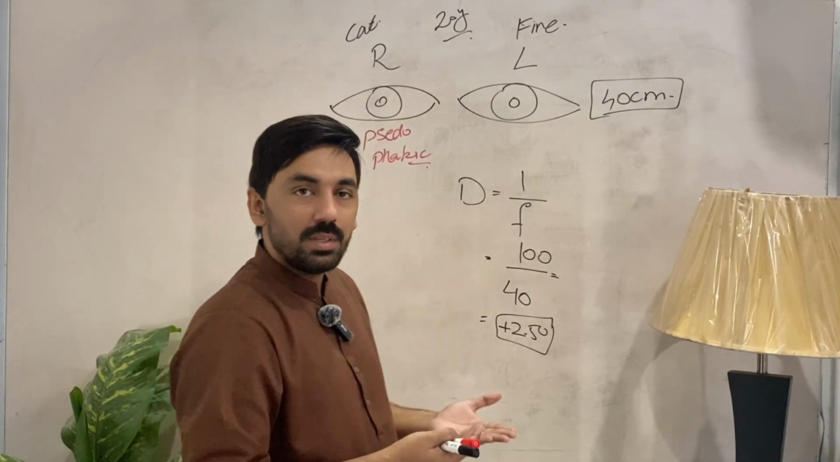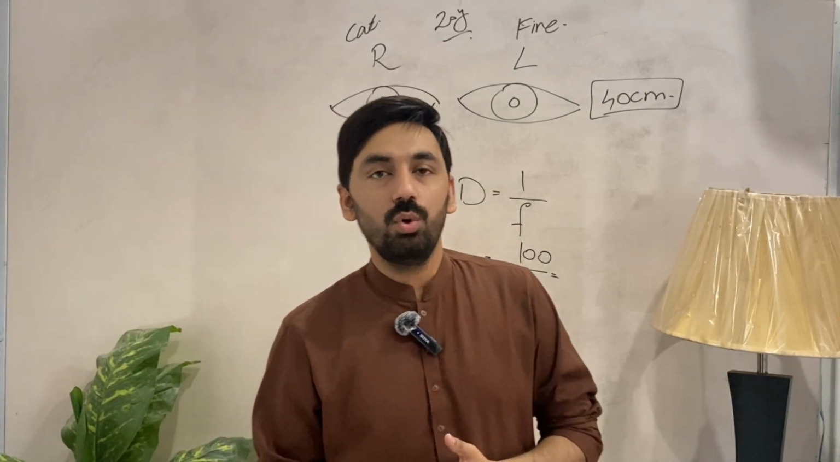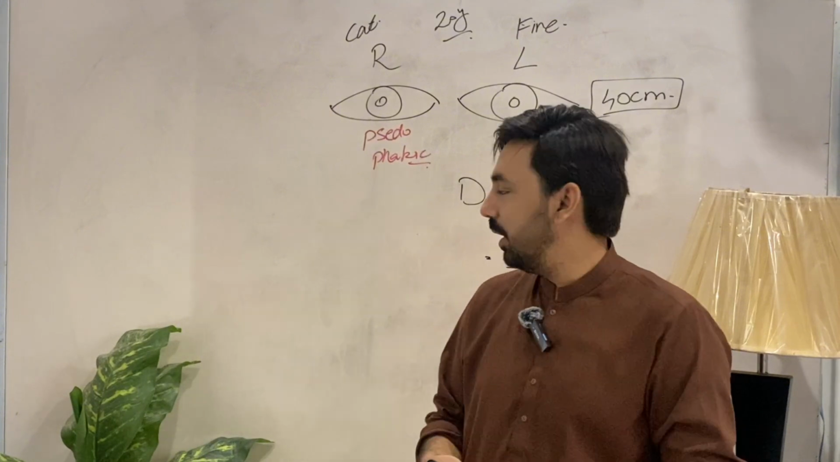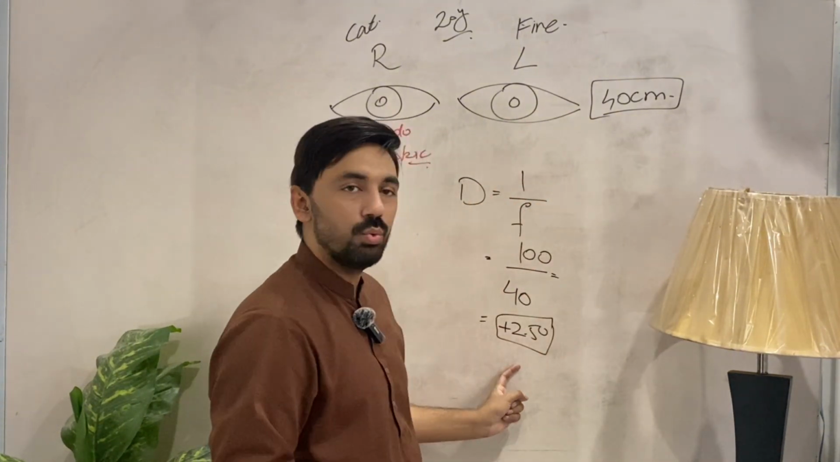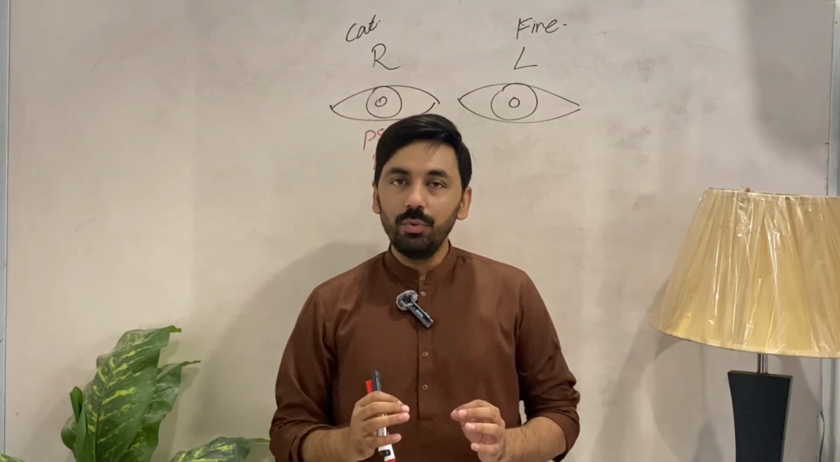So how much we can prescribe in a pseudophakic eye, in a uniocular pseudophakic eye or bilateral pseudophakic eye, it depends on the working distance. If the working distance is 40 centimeter, you can prescribe plus 2.5. And now we will discuss another case.